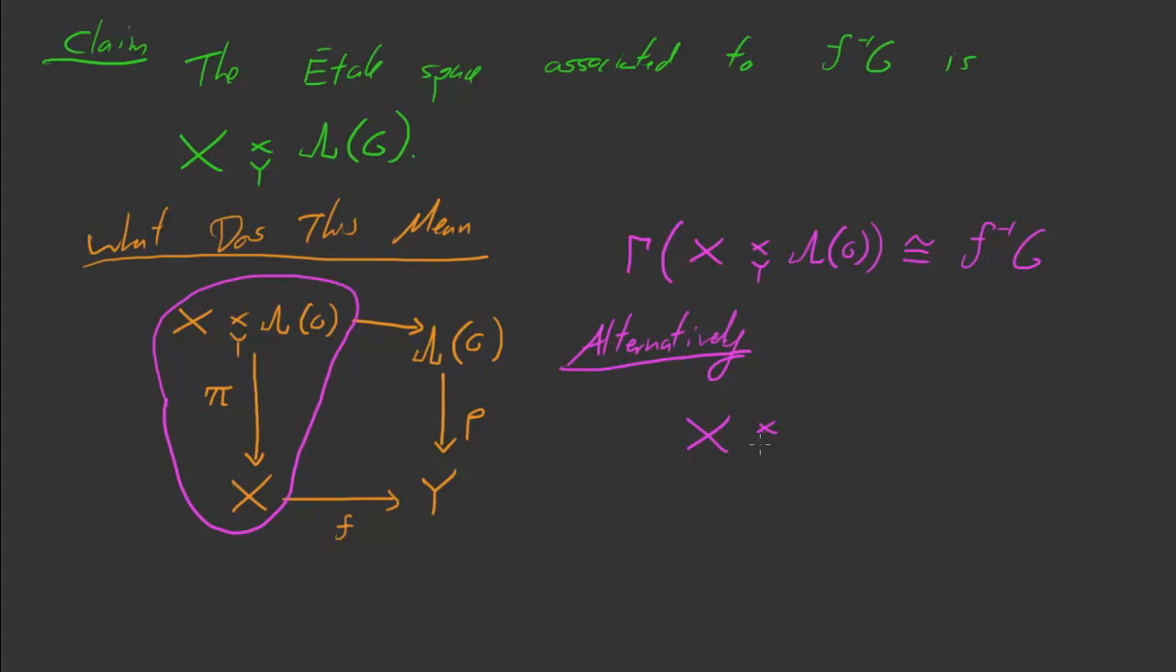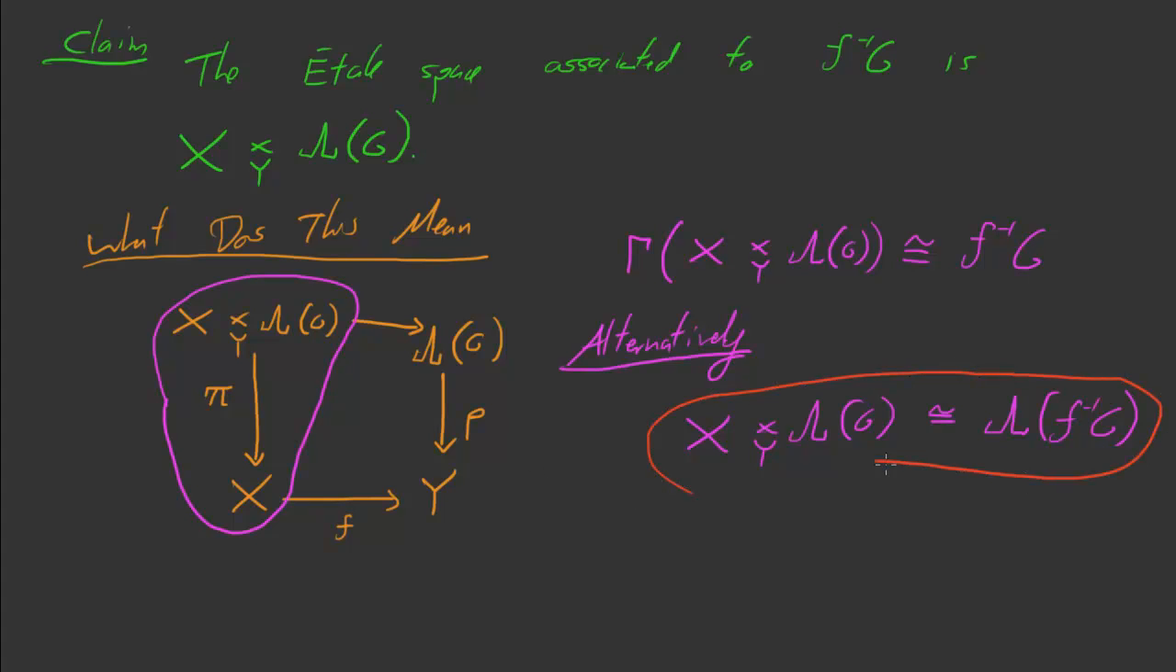X over Y with lambda of G, that's isomorphic to lambda of F inverse of G. That's what I mean by saying it's the Etale space associated to F inverse of G. And this is the claim that we'll actually kind of prove. So let's start kind of proving this.